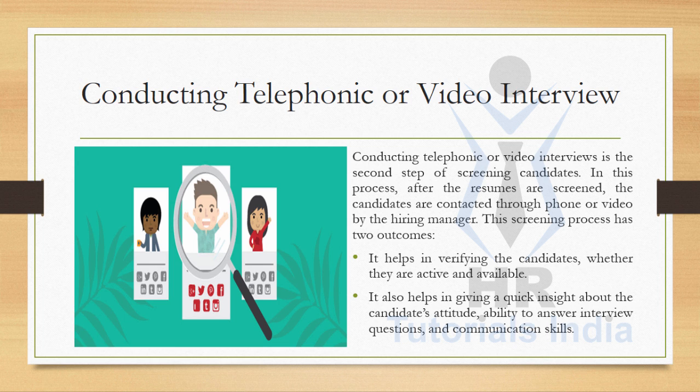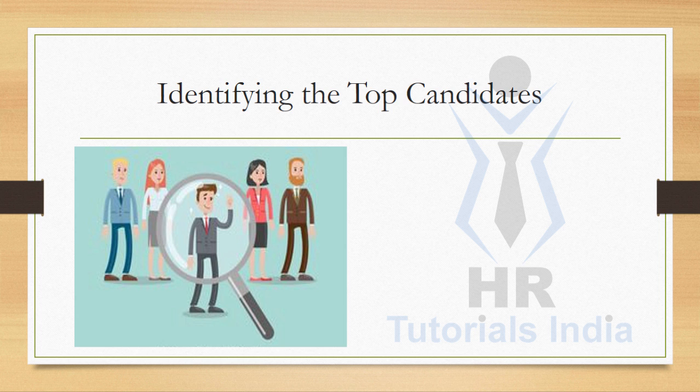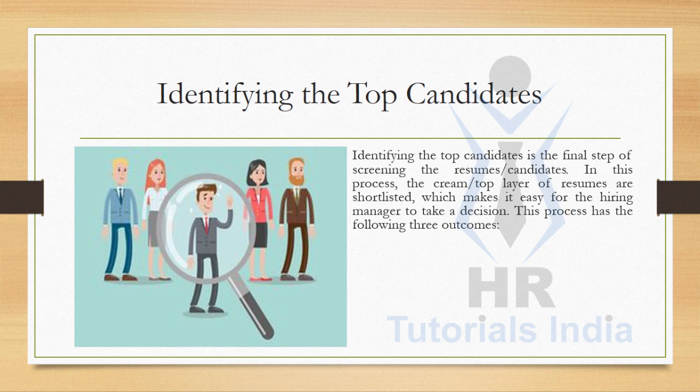The outcomes of the telephonic and video interview will be very helpful in shortlisting and hiring the right resource, because it helps in verifying whether the candidate is actively looking for a job and is readily available for joining the company or not. It also helps in understanding the candidate's attitude, ability to answer questions, and his technical and communication skills, which are required for the specific vacant position in our organization. Then finally comes identifying the top candidates for the vacant positions. Identifying the top candidates is the final step of screening. In this process, the cream or top layer of the resumes are shortlisted, which makes it easy for the hiring manager to take a decision.